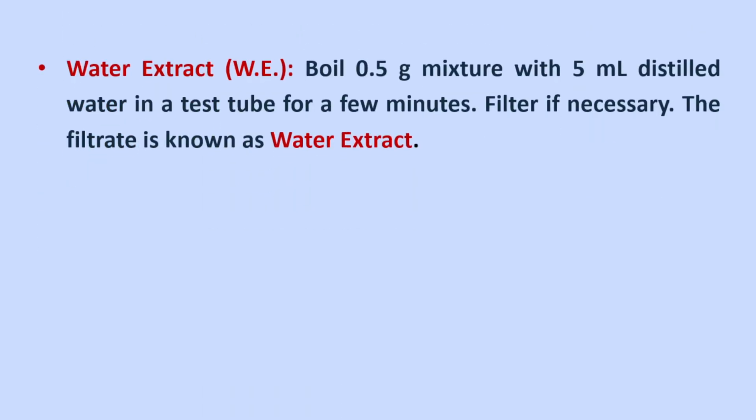Boil 0.5 gram of mixture in 5 ml of distilled water in a test tube. So take 0.5 gram of unknown mixture, which is approximately half a spatula, in a test tube, and add 5 ml of distilled water, which is about 1/3 of the test tube. Boil it for a few minutes. If there are any insoluble solid particles, filter the solution. The filtrate is known as water extract.